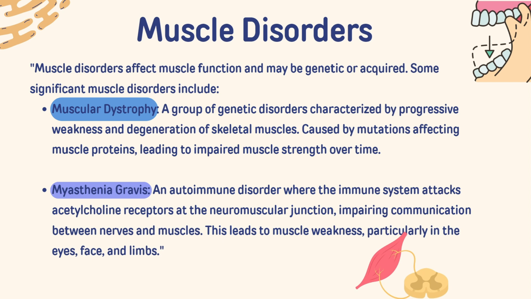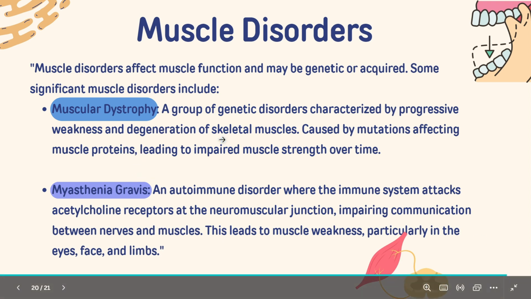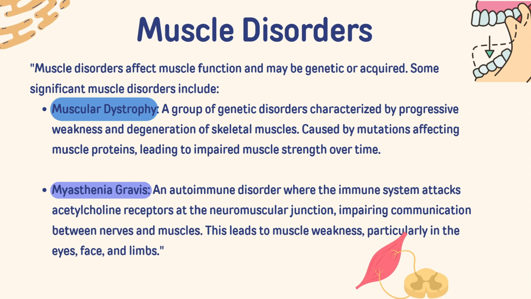Let's start with muscular dystrophy, which is a group of genetic disorders characterized by progressive weakness and degeneration of skeletal muscles. It looks pretty bad. There are no figures in this place, but in the supplementary material there are some figures, as well as pretty useful information that you can exploit and learn. Muscular dystrophy is caused by mutations, which means genetic problems, affecting muscle proteins, leading to impaired muscle strength over time.